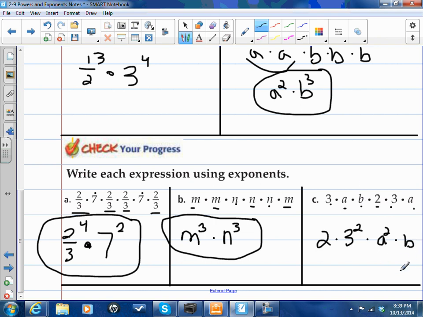Normally when you do these, you're going to put the one with the most powers, the highest exponent, to the left, okay? I'd like to challenge you to look in your book to see how they have this one written. I believe in there they have the variables first rather than the numbers first.